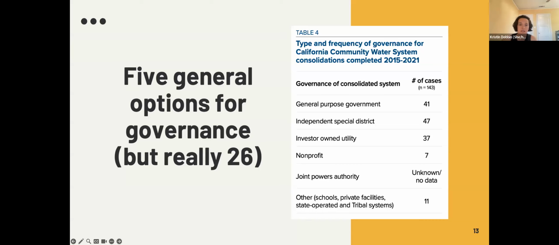And you can see from this table that between 2015 and 2021, consolidations are most frequently happening into special districts and general purpose governments, followed by investor-owned utilities. So we don't see a ton, although we do see a few consolidations into nonprofit systems, as well as some into other types of facilities like schools or private facilities, for example.